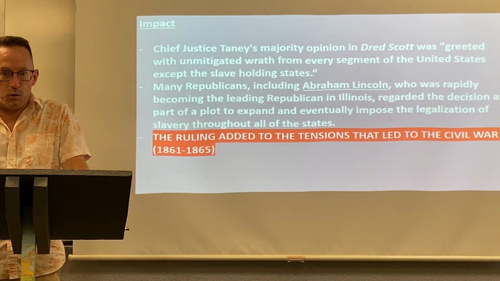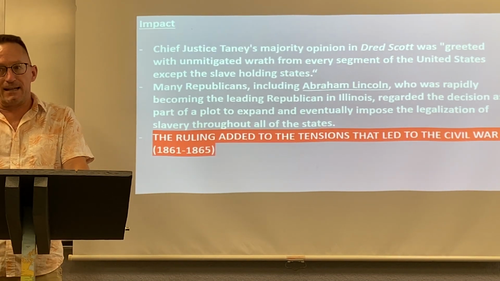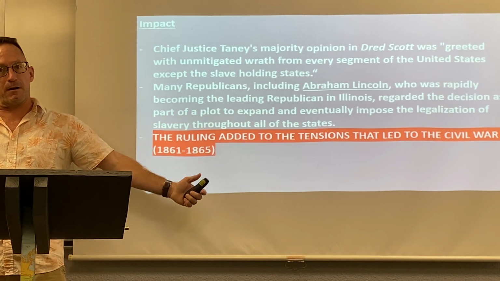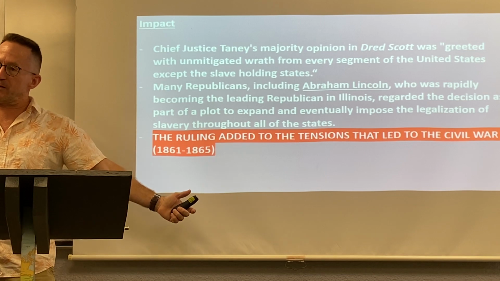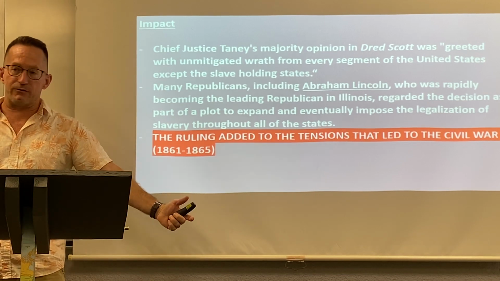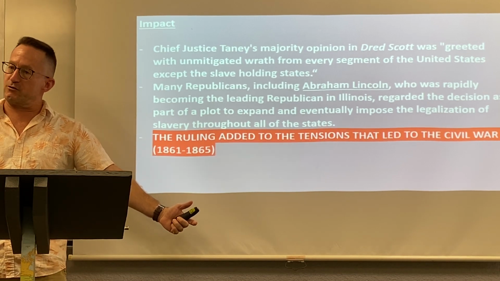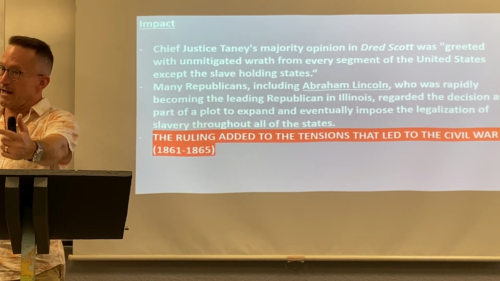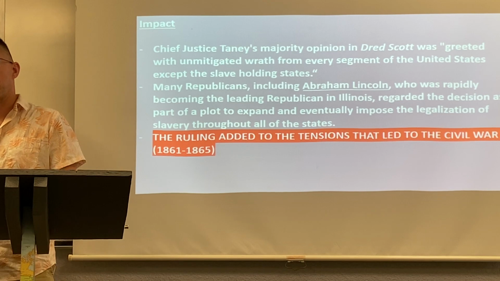The impact is, of course, on the individual Dred Scott. He loses his case. He's not going to be freed. The impact on African Americans in the United States in 1857 is, you're all slaves, you're not citizens, you can't be freed, you can't have the rights of full citizens, who at the time were really just white males.